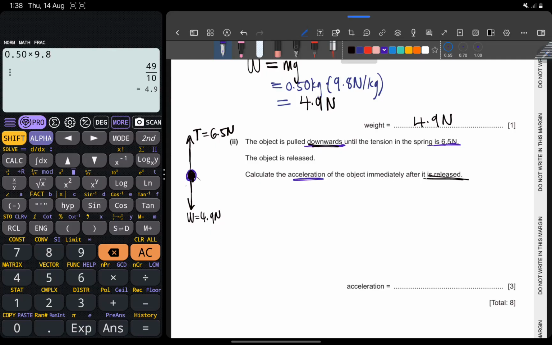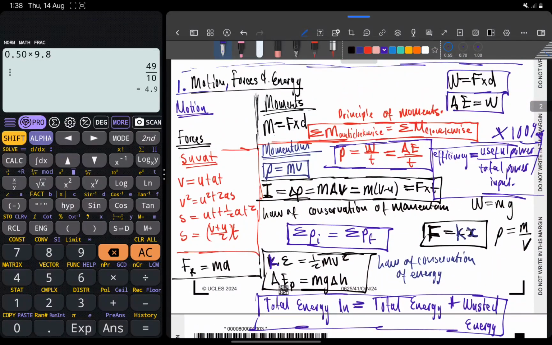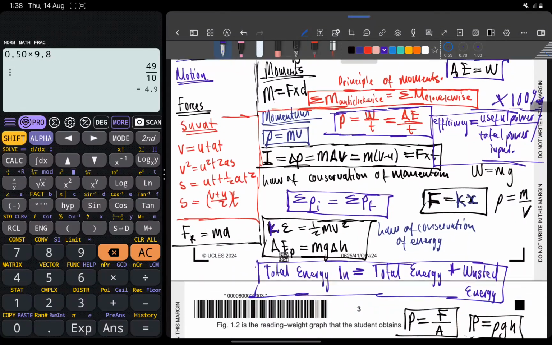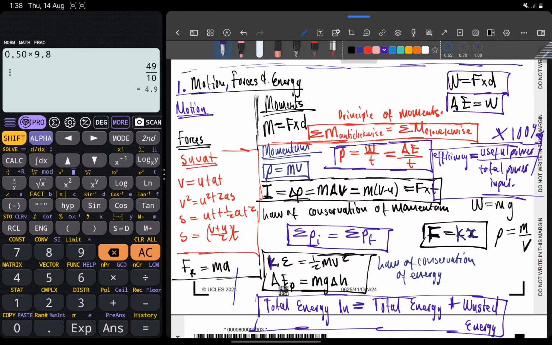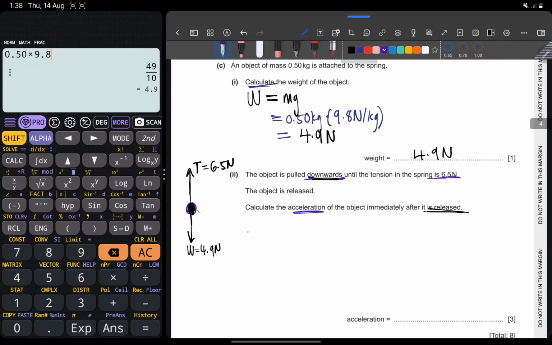Now they're saying calculate the acceleration. You do know that when we are not in motion, there is only one formula which we did for acceleration. It was resultant force is equal to mass times acceleration, Newton's second law. So we say resultant force is equal to mass times acceleration. Now what they want is acceleration, so we can say resultant force over mass is equal to acceleration. So acceleration is equal to the resultant force over the mass.